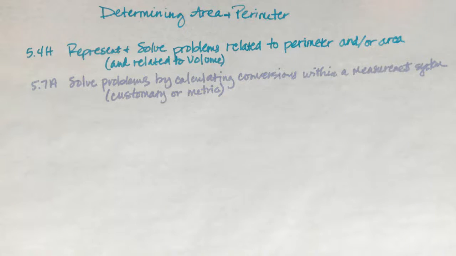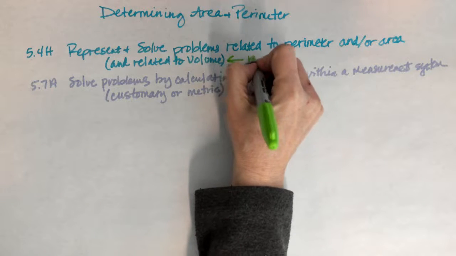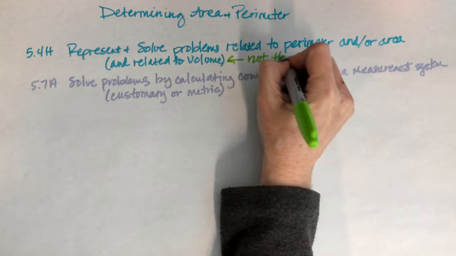We're going to talk about the standards that are part of our determining area and perimeter unit. So we have two main standards, 5.4H, where students are expected to represent and solve problems related to perimeter and/or area. This does include in this standard volume. We save this for the next unit. So this is not this unit. So don't worry about that yet.